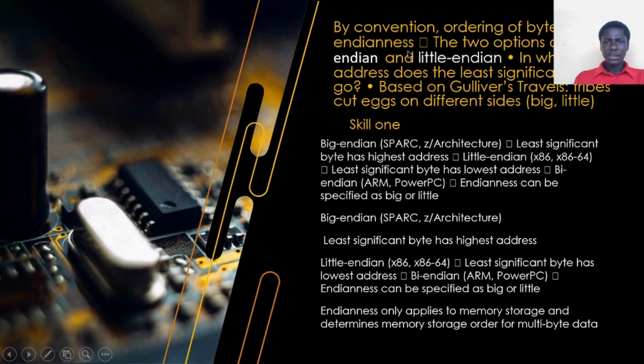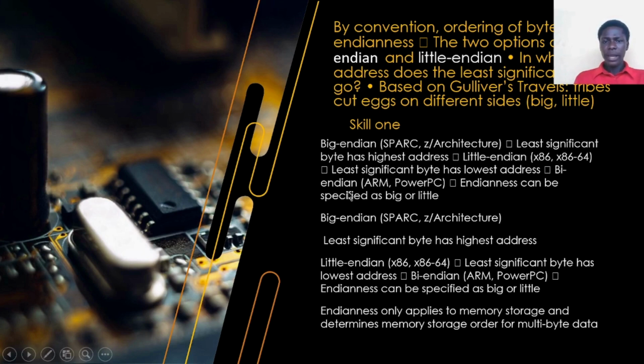By convention, the ordering of bytes is called endianness. The two options are big endian and little endian. Let's look at the big endian, that's the SPARC architecture design, where the least significant byte has the highest address. Also, the little endian, x86 and x86-64, has the least significant byte at the lowest address.